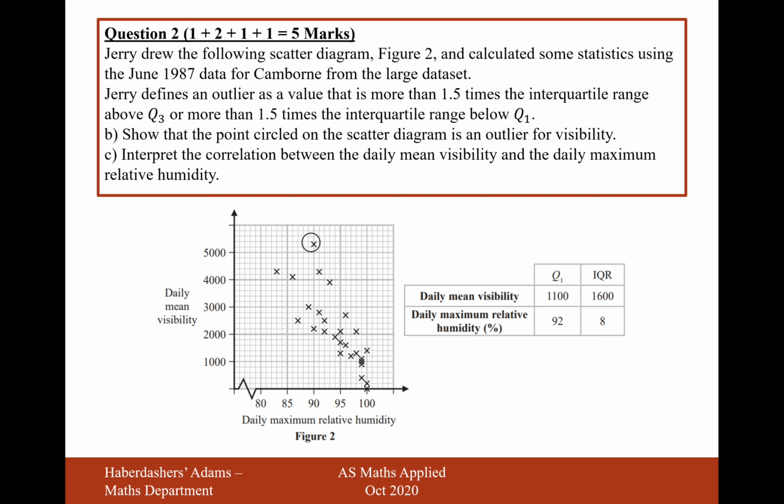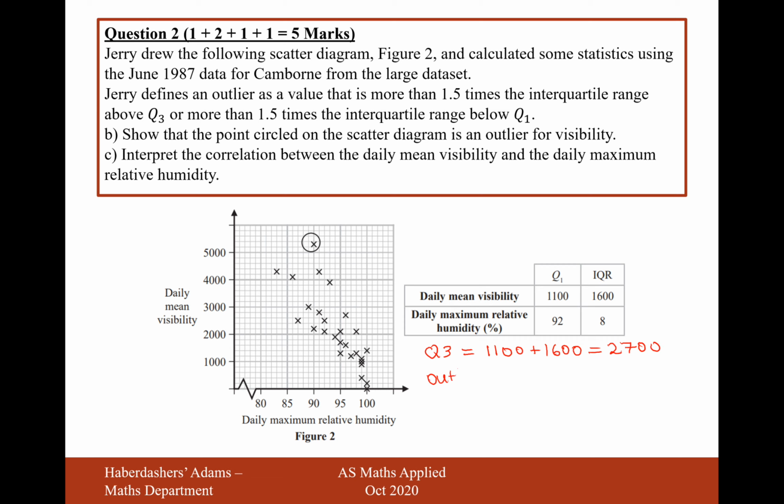Okay, so the first thing we'll need to do then is it looks like this would be at 1.5 times the interquartile range above the Q3 value. So first would be to work out what Q3 is equal to. So that's going to be 1100 plus 1600, and that's going to be 2700. So that's Q3.